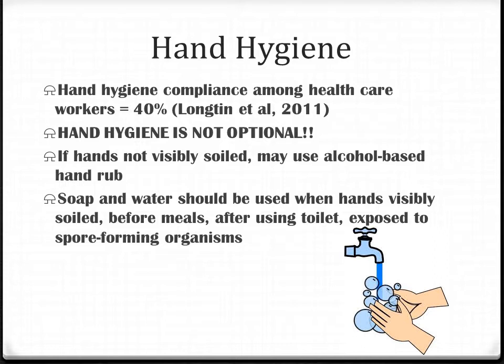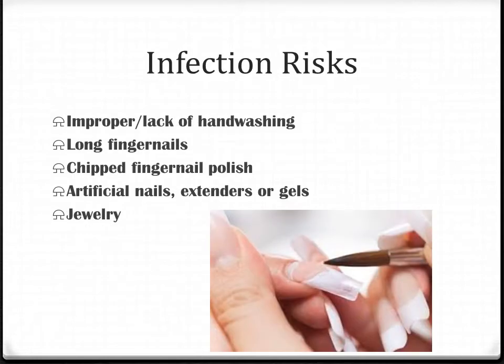Alcohol-based products are actually more effective than soap or antiseptic soaps for hand antisepsis. Alcohol-based products do reduce infection, and it's recommended that you use alcohol-based products with emollients. Now, this is not to say that alcohol-based products take the place of good old-fashioned hand washing. Infection risks. Take a good look at these and remember them.